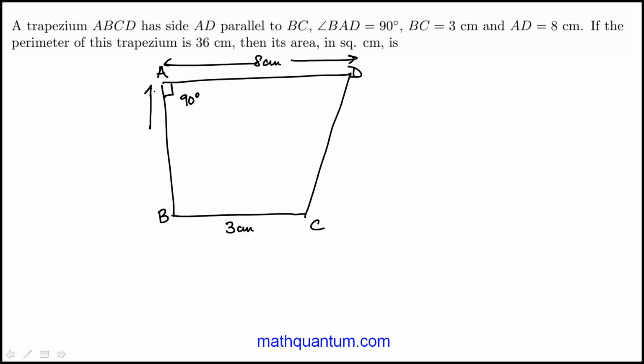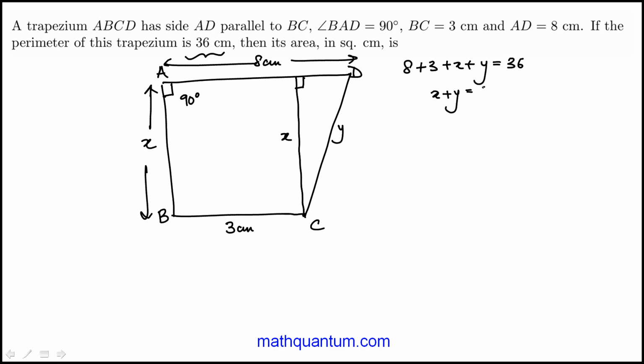So here I'm going to label that X, and then I'll drop a perpendicular here. And this is also X, and let me just call CD Y. So the condition is that the perimeter is 36, which means 8 plus 3 plus X plus Y is 36, which means X plus Y is 25.